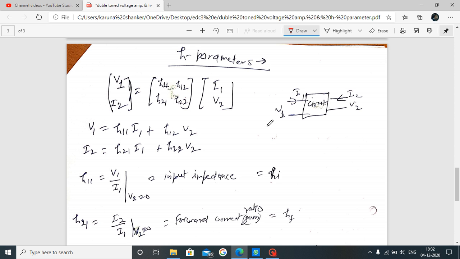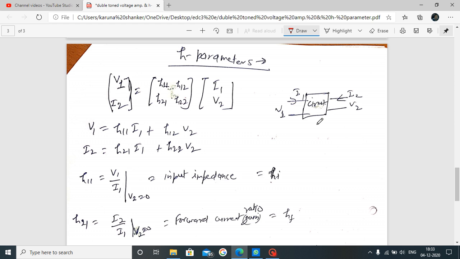Our next topic is the H parameter. This is the hybrid parameter, the equation of your voltage and current. This describes here the two-port circuit.